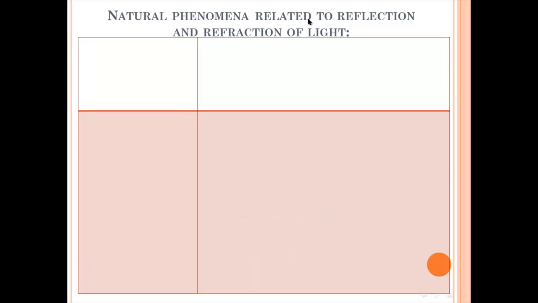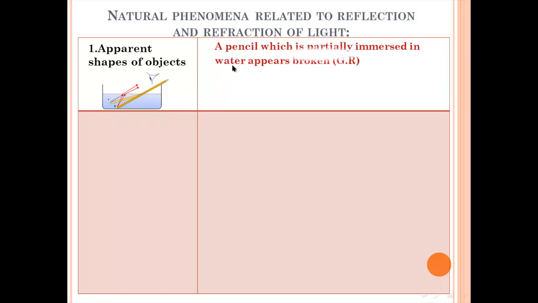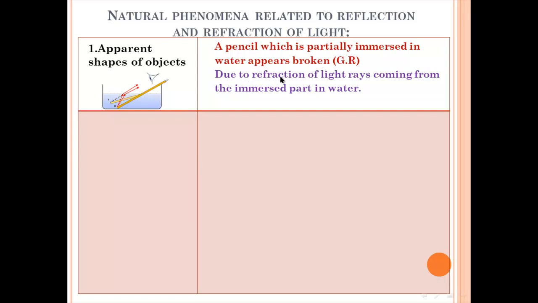Natural phenomena related to reflection and refraction of light. Number 1. Apparent shapes of objects. A pencil which is partially immersed in water appears broken. A pencil appears broken. Why? Due to refraction of light rays coming from the immersed part in water.